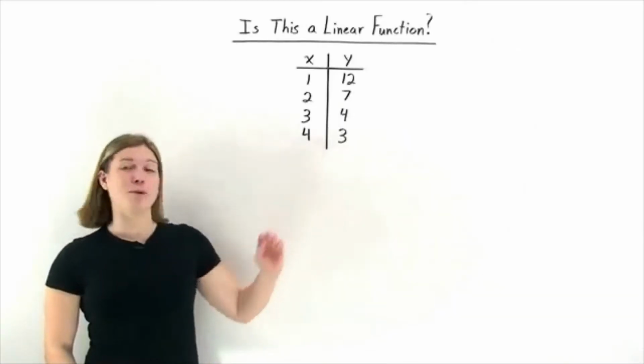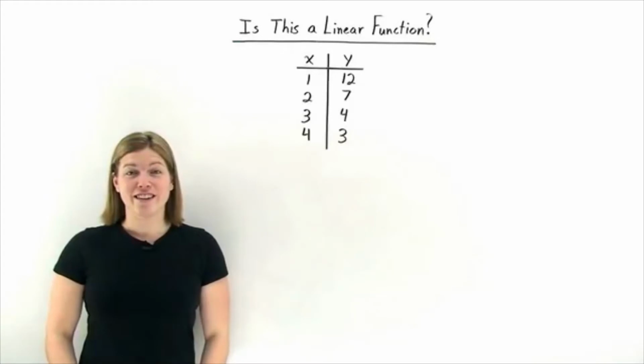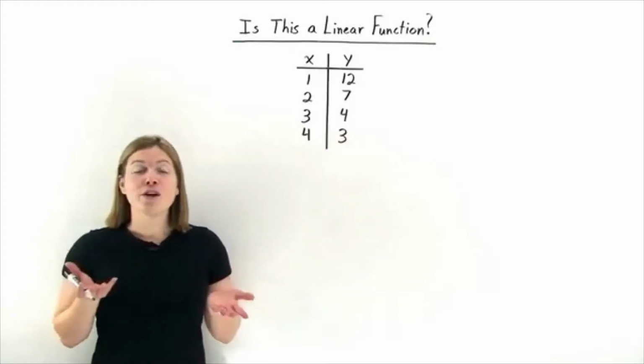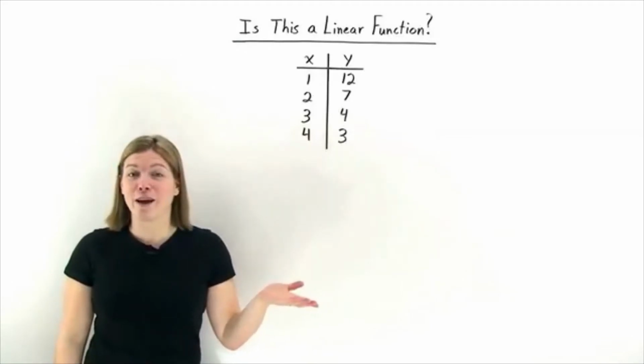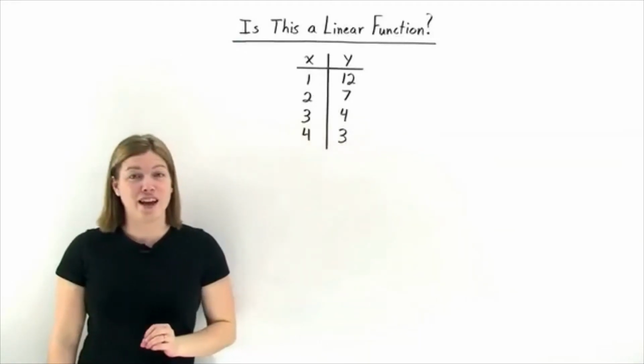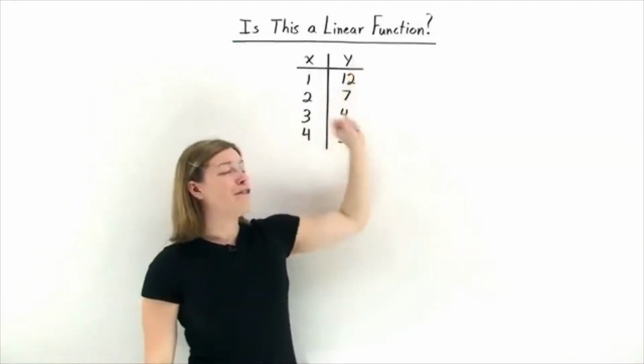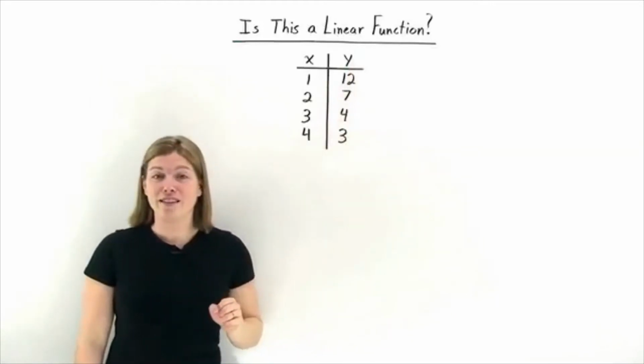Does the given table represent a linear function? Well, to figure that out, we could take the points from this table, plot them on a coordinate plane, and connect them, then see if they make a straight line. Remember, linear functions have graphs that are straight lines.